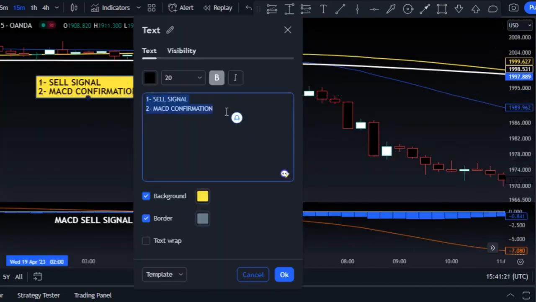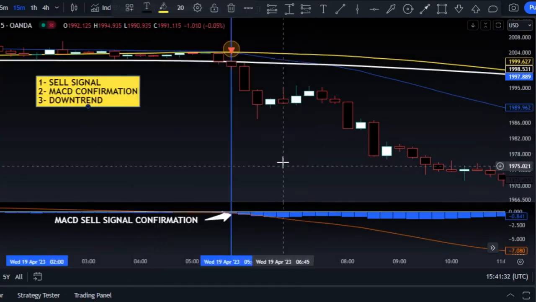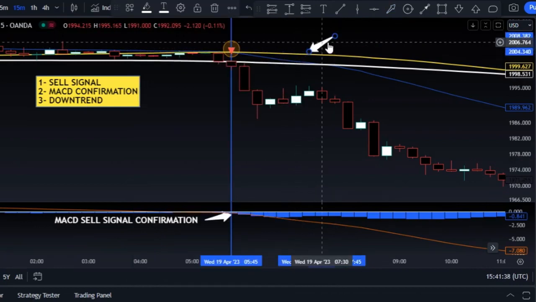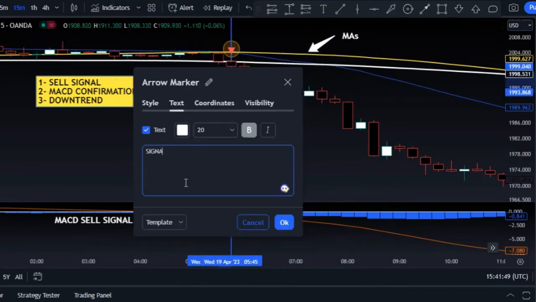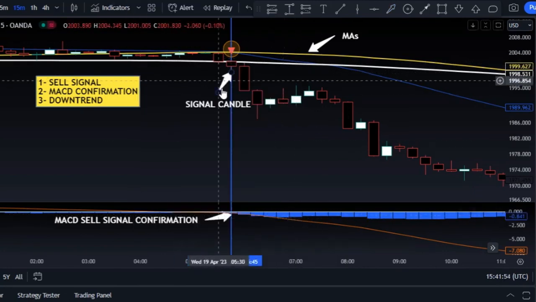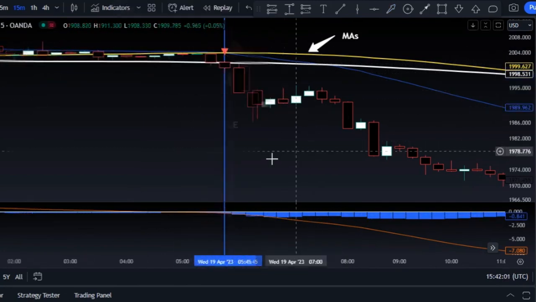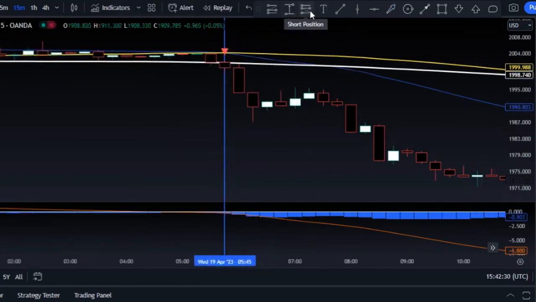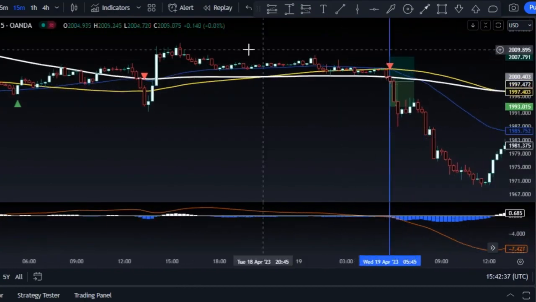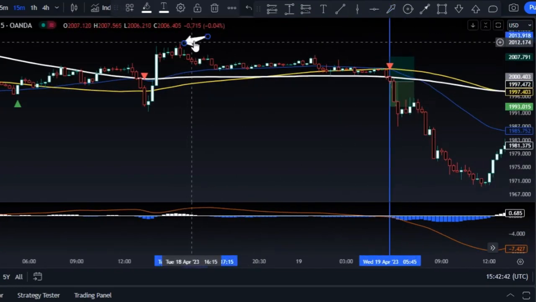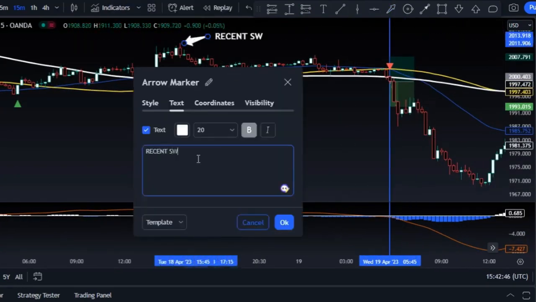The second level of confirmation comes from checking that the market is in a downtrend, meaning the price is below all three moving averages. So once both those conditions are met, we can enter the sell trade when the signal candle closes. Once in the trade, we should immediately set a stop loss above the previous swing high to limit potential losses.